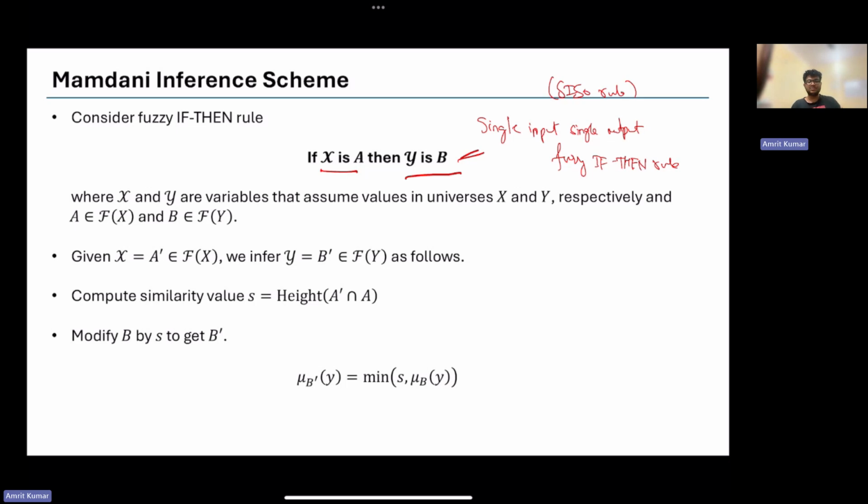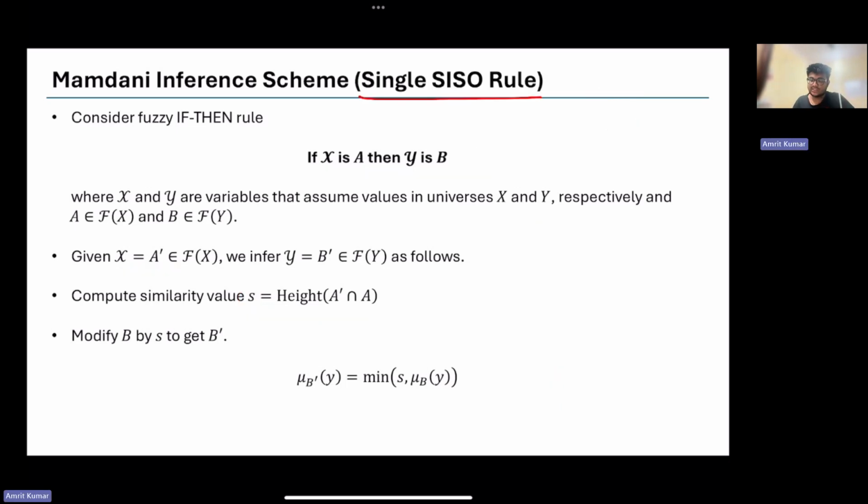So we have seen Mamdani inference, which is basically this. Given an input A dash, you first compute the similarity value between A dash and A, which is nothing but the height of A dash intersection A. And using that similarity value S, you obtain your output fuzzy set B dash in this particular manner. You essentially clip B using S to get B dash. So this Mamdani inference scheme that we have learned so far applies to a single seesaw rule. We have a seesaw rule, a single input, single output rule, and we have only one such rule.